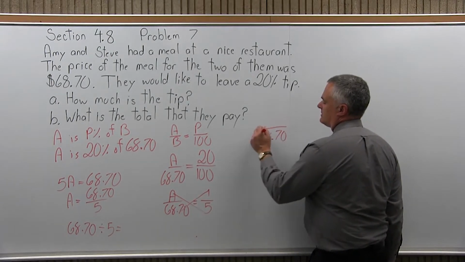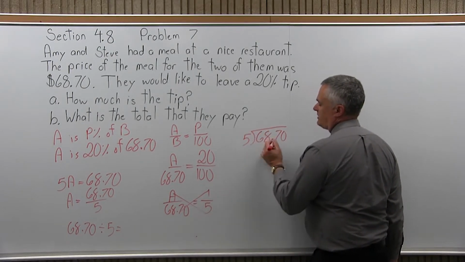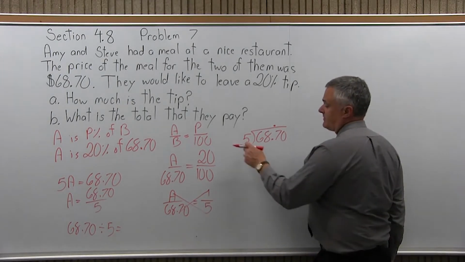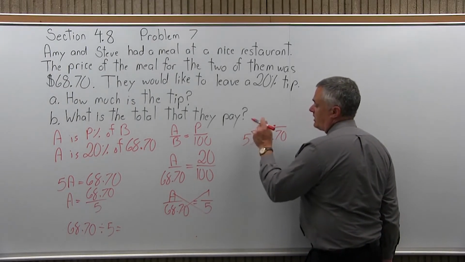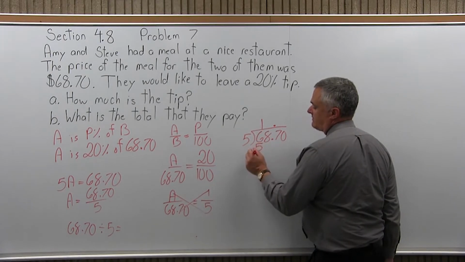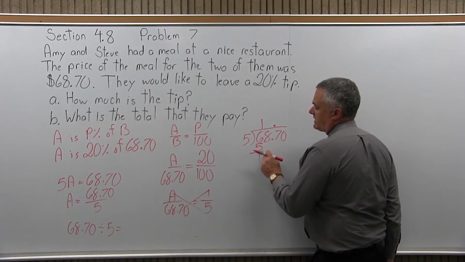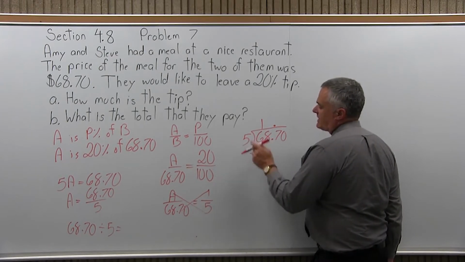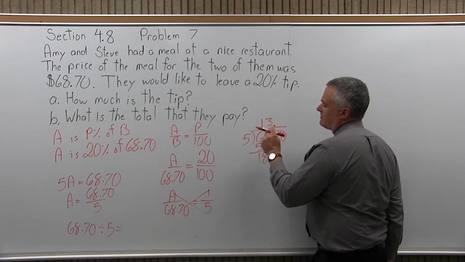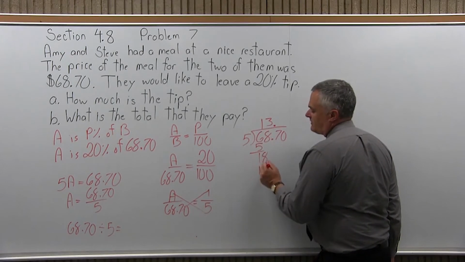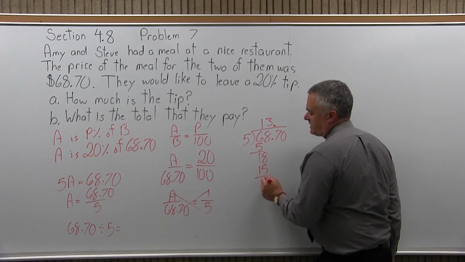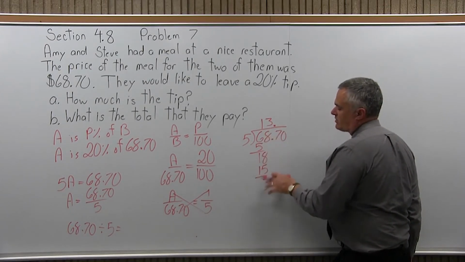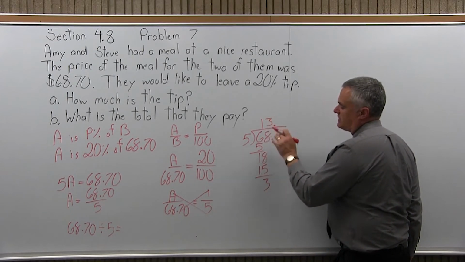68.70 goes under the division symbol, 5 in front. Your decimal point will have to come straight up vertically into your answer. And then 5 divides into 6. It goes in once. 1 times 5 is 5. 6 minus 5 is 1. Bring down the next digit, which is an 8. Next to the 1 makes an 18. 5 divides into 18. It'll go in 3 times. 3 times 5 is 15. 18 minus 15 is 3. Bring down the next digit. Once you get this far into it, you can just ignore the decimal. Once you bring it up in the answer, you're all set.